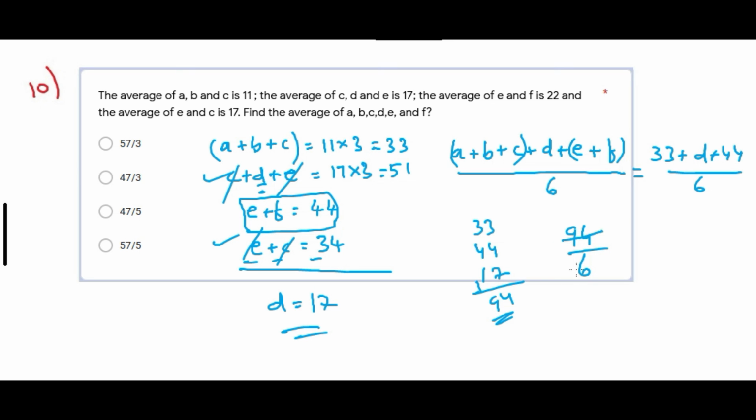Okay. So maybe 2 sevens and 2 threes. It will be 47 by 3. So 47 by 3 is the answer. So that's all. This is the solution of the average questions. Now let us come up with one more topic.